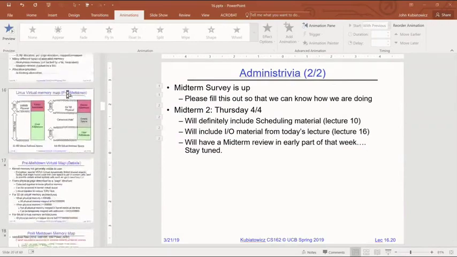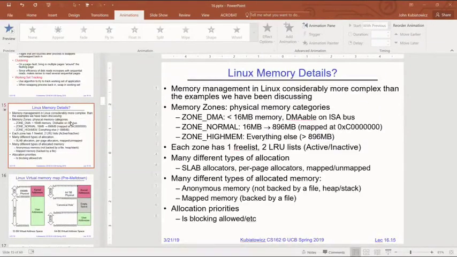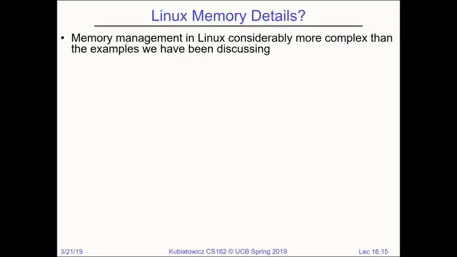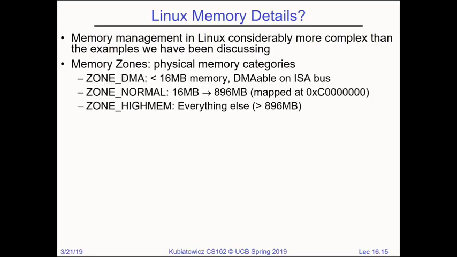I want to talk about Linux for a moment, and something that's very timely. Memory management in Linux, which is a real operating system used by lots of people, is considerably more complex than the examples we've been giving. For instance, there are a bunch of memory zones, like zone DMA for all the physical memory less than 16 megabytes. That's totally historical, because it used to be you could only do DMA in those regions of memory. We'll tell you about DMA in a moment.